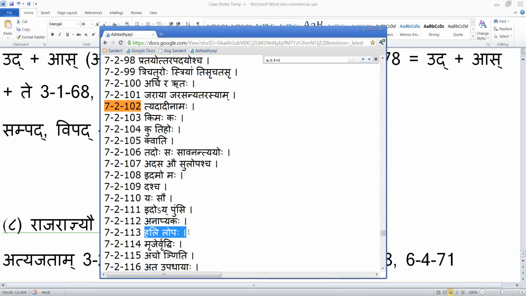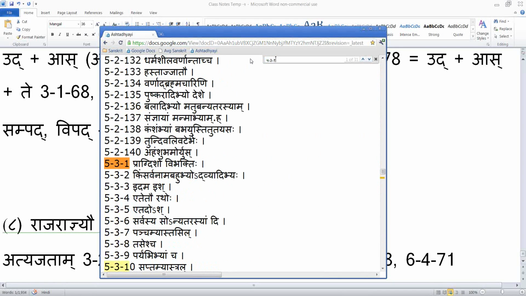Remember the sutram anena, how you get the word anena? Yes, so you have to practice these rules. So halilopaha. One more thing to remember, again, we're sidetracking too much and I don't want to spend too much time on this, but these pratyayas in 5.3 beginning have the sanya vibhaktihi.